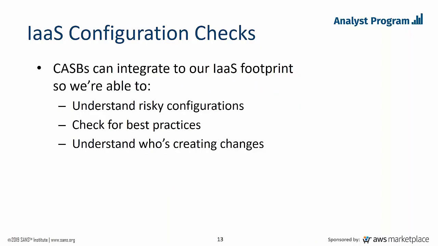Another beautiful thing about CASBs is they're able to look at our infrastructure as a service footprint and do an inventory of our configurations to see, are there any configurations that could be detrimental to our workload, or maybe map to a best practice such as the CIS benchmarks? Does this security group allow unrestricted access from the internet to SSH or RDP? Because let's be honest, we don't need RDP on the internet. That's very risky, and we want to be able to gain insight to that.